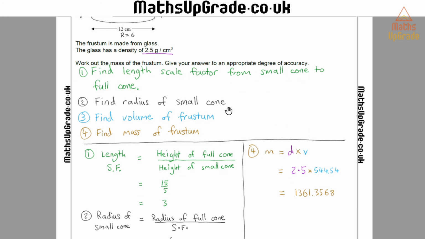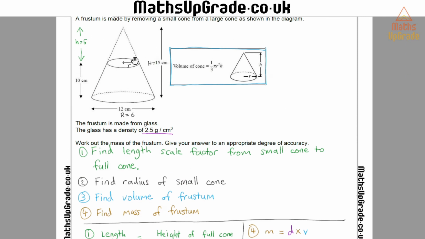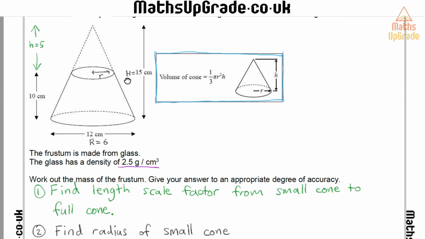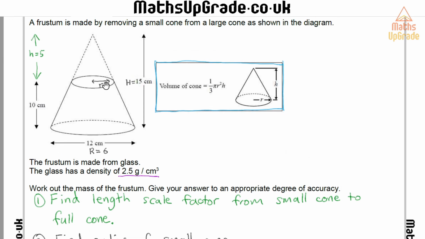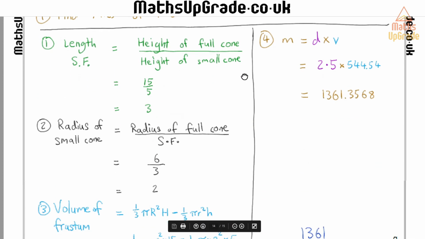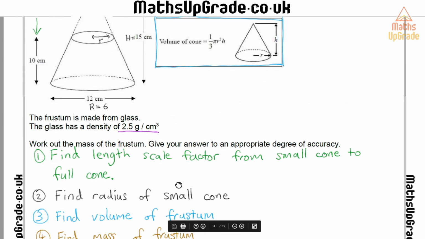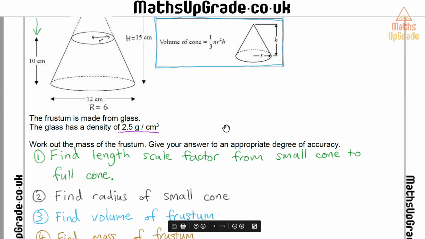Now, using that length scale factor, I can find the radius of the small cone. I can now find this radius here, which I've labelled as lowercase r. Since the scale factor was 3, and I know that the base of this large cone radius is 6, I can do 6 divided by 3, which gives me 2. So this radius of the small cone here is going to be 2.